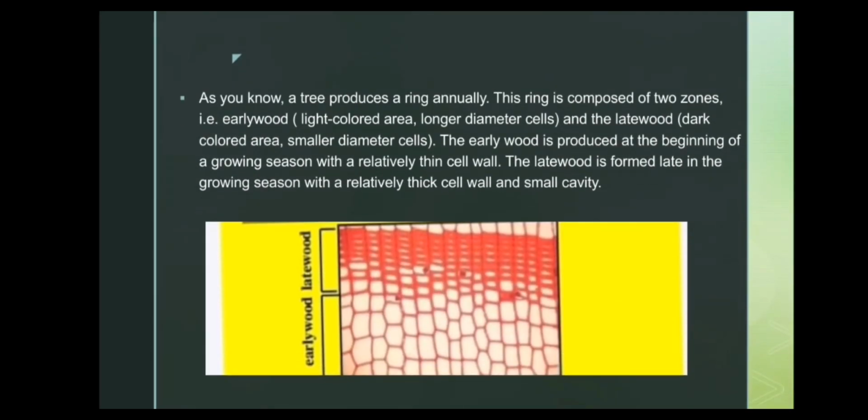As you know, a tree produces a ring annually. This ring is composed of two zones: early wood, the light-colored area with longer diameter cells, and late wood, the dark-colored area with smaller diameter cells. The early wood is produced at the beginning of a growing season with a relatively thin cell wall. The late wood is formed late in the growing season with a relatively thick cell wall and small cavity.